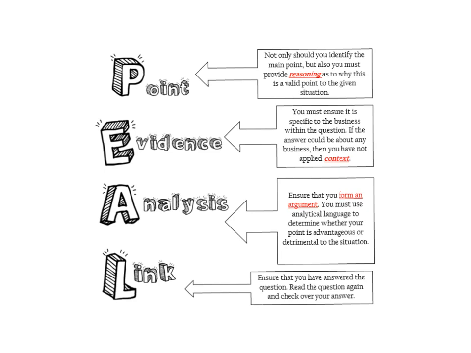Now, especially in paper 2, you have obviously a large case study available to you, and you have to ensure that you do read the case study directly with reference to the specific question that you are answering. What in the case study gives you the idea that this point is suitable? What in the case study allows you to start to build up your analytical argument? So you must ensure it is specific to the business within the question. If the answer could be about any business, then you are not applying context. And to get those higher level marks, you have to apply application and context to the given situation.